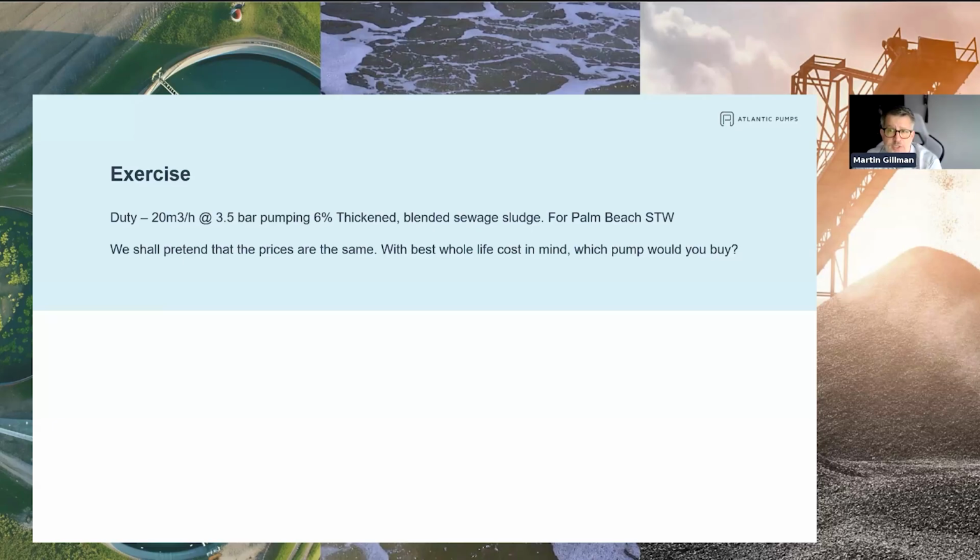And the site is Palm Beach. We wish, don't we? Palm Beach Sewage Treatment Works. Okay, what a nice lunch break that would be.